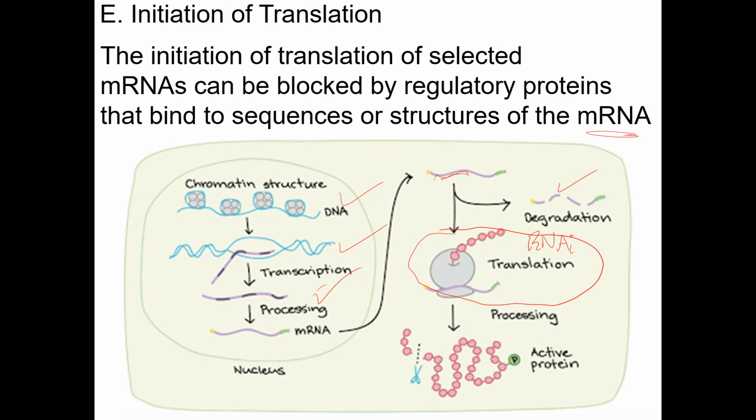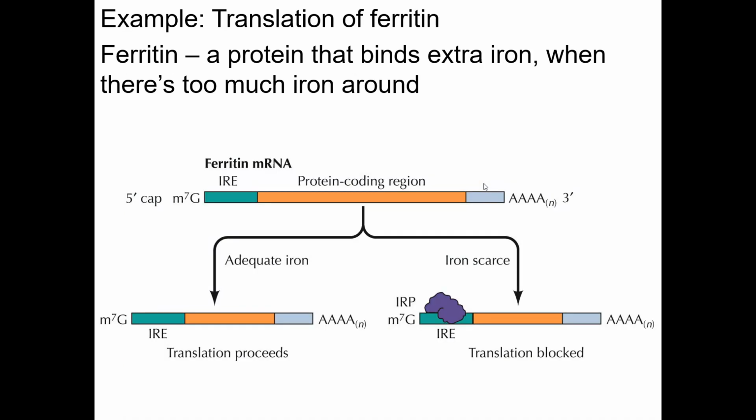What I want to do next is talk a little bit about another way that we can regulate which RNAs get translated. So sometimes your cells will produce a type of messenger RNA, but your nucleus might not know whether you need to translate it or not. So it'll make it, and then another regulatory factor will come back and say, we don't really need any protein right now, or we do. So an example that I have for you is the translation of ferritin.